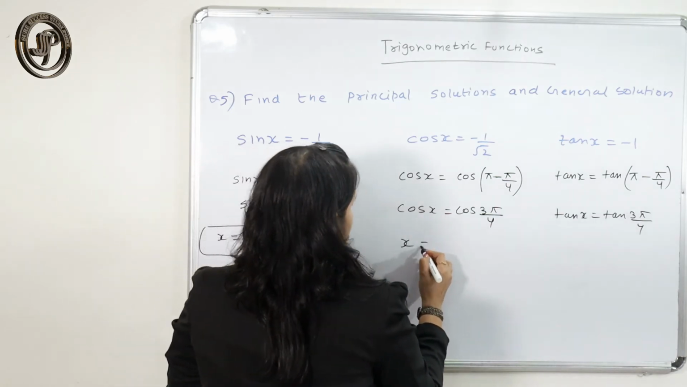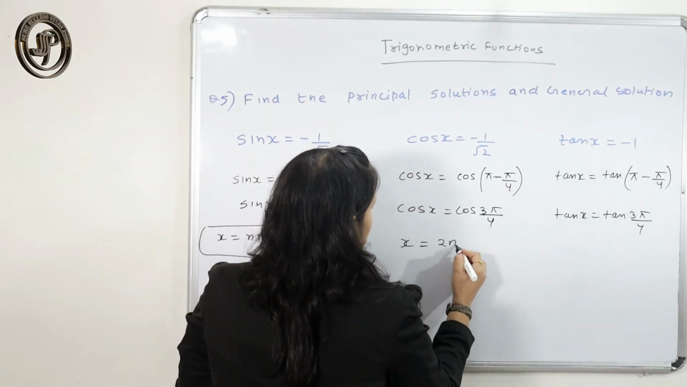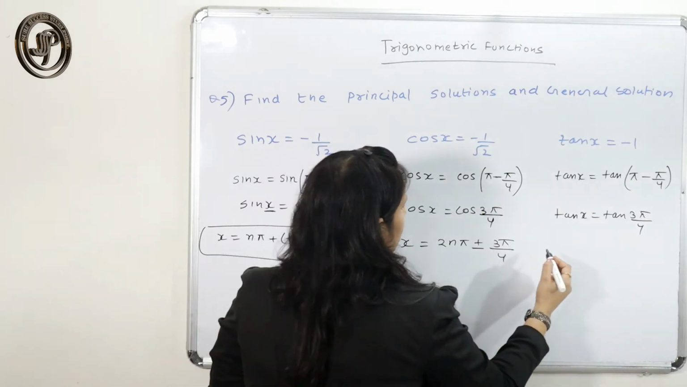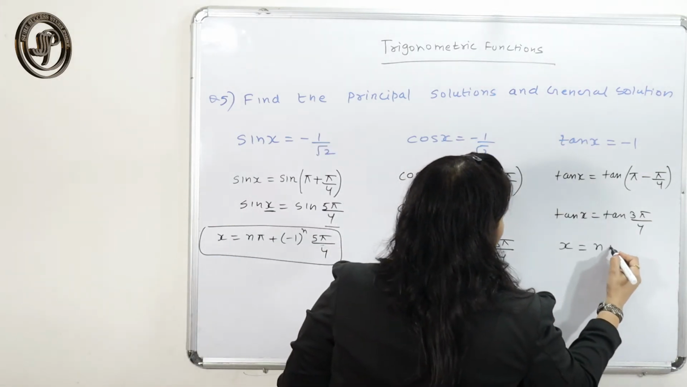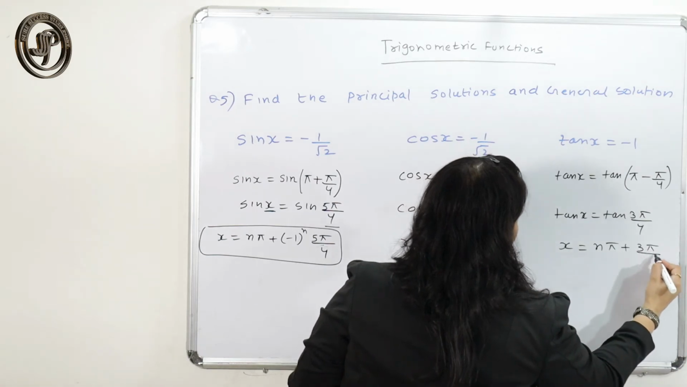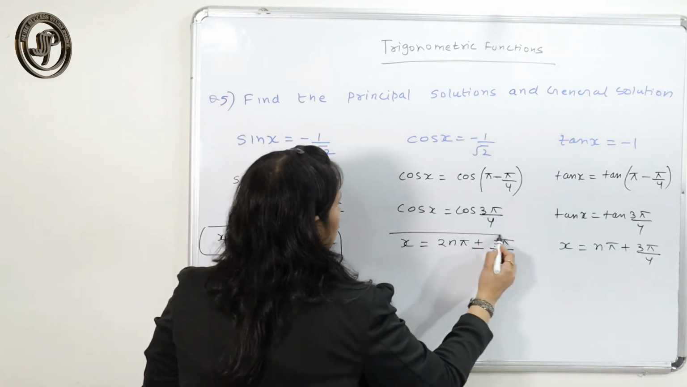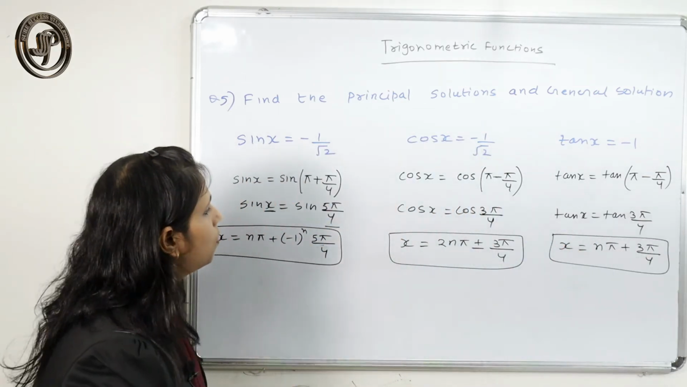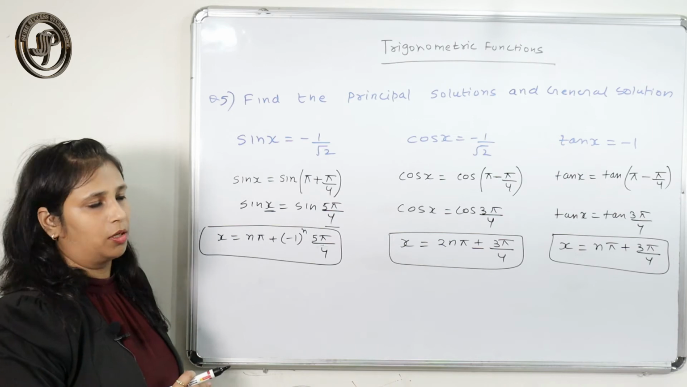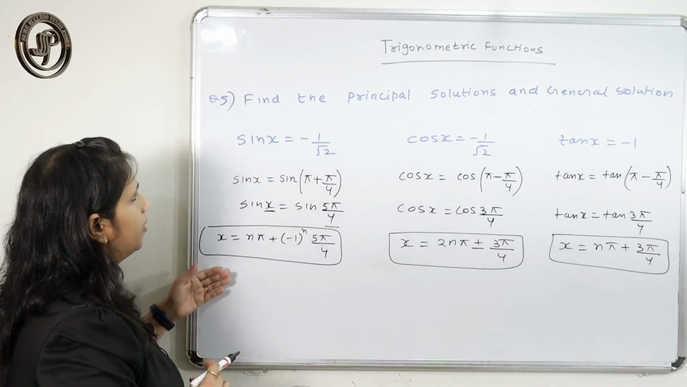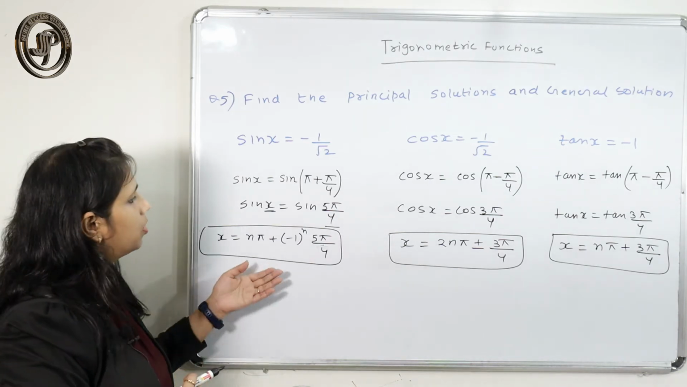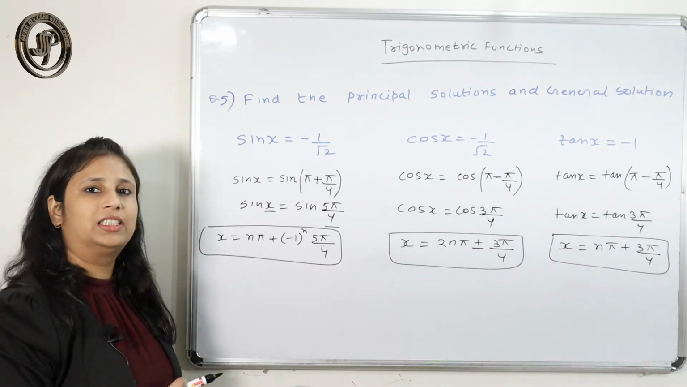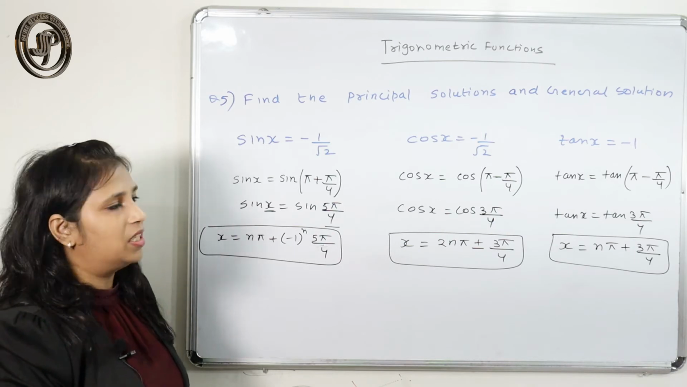Here if I just consider this as theta and this as alpha, so 2n pi plus minus alpha, here x is equal to n pi plus alpha. Okay, so here is my general solution. Here are my general solutions. Okay, and to find the principal value, you can put n as 0 and 1 in all the cases, then you will get the principal solution.